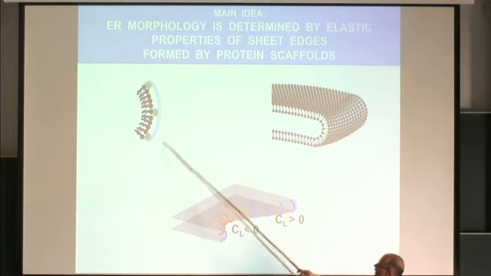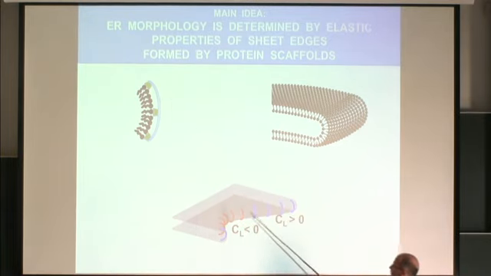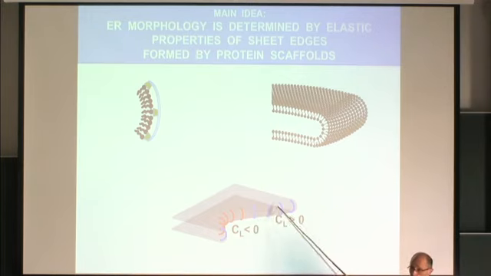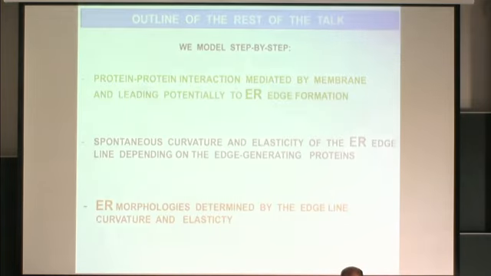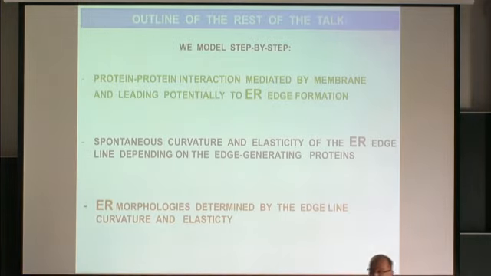All of them generate this curvature, which is positive, but some of them generate also positive curvature of the edge line, some of them generate negative curvature of the edge line. And the interplay between these two kinds of proteins basically gave us a possibility to explain the whole morphology of the endoplasmic reticulum.